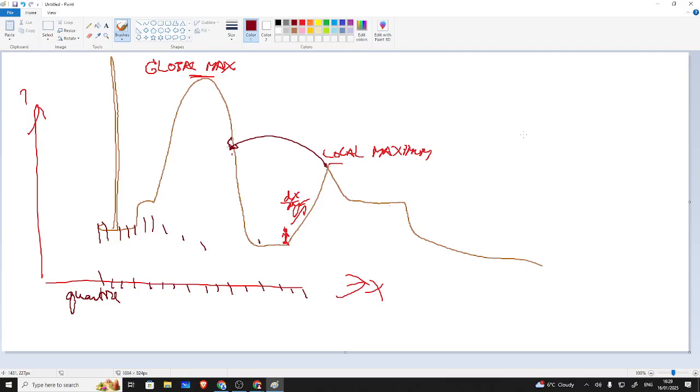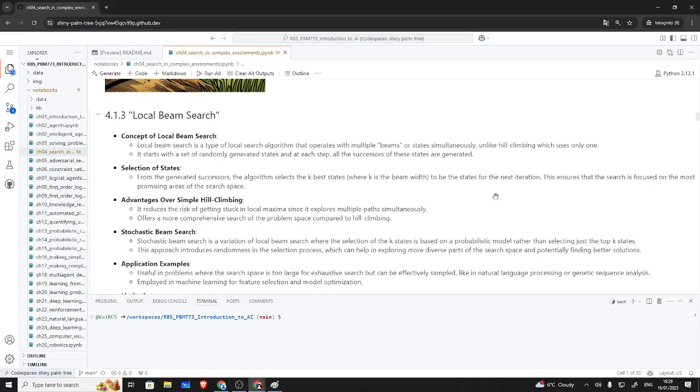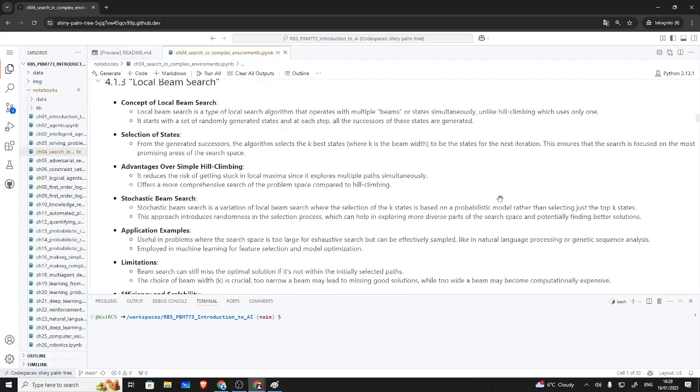So then there is stochastic beam search. Maybe you just select the top k states, possibly. It's a variation, but you have a probabilistic model. You have some probabilities. Again, it depends on your model. It really depends. So where would you use this?